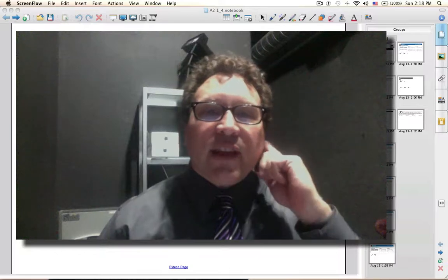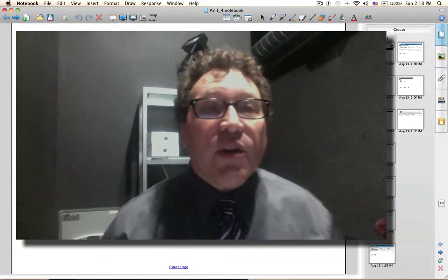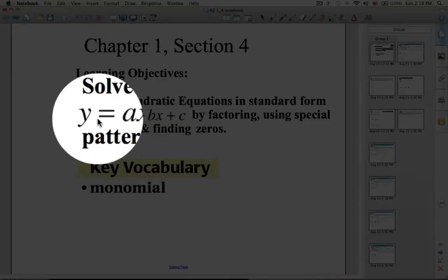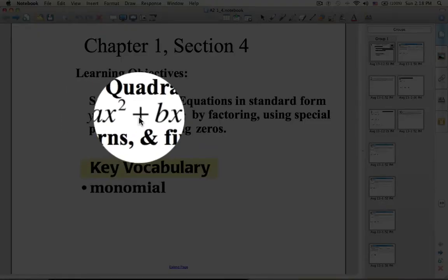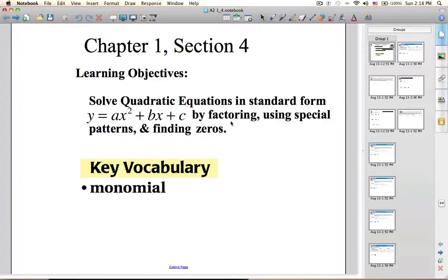Now in this section, section 4, we're going to be continuing to factor quadratic equations, but now they're in the full standard form, so y is equal to ax squared plus bx plus c. And we're going to do this by factoring again, using special patterns again, and we're also going to find zero. So we're doing the same things we did in the previous section. What's different is that now we have a different leading coefficient.